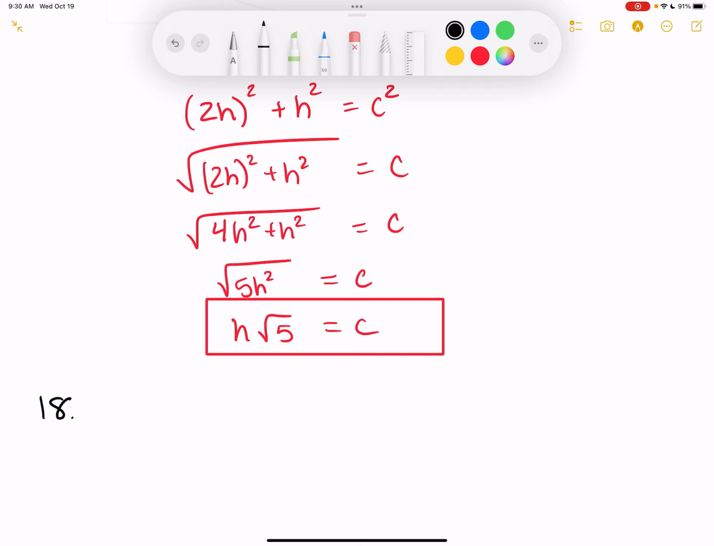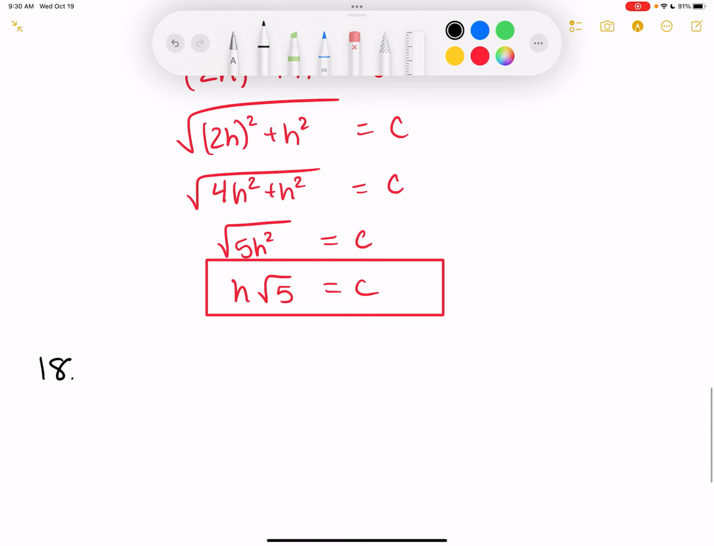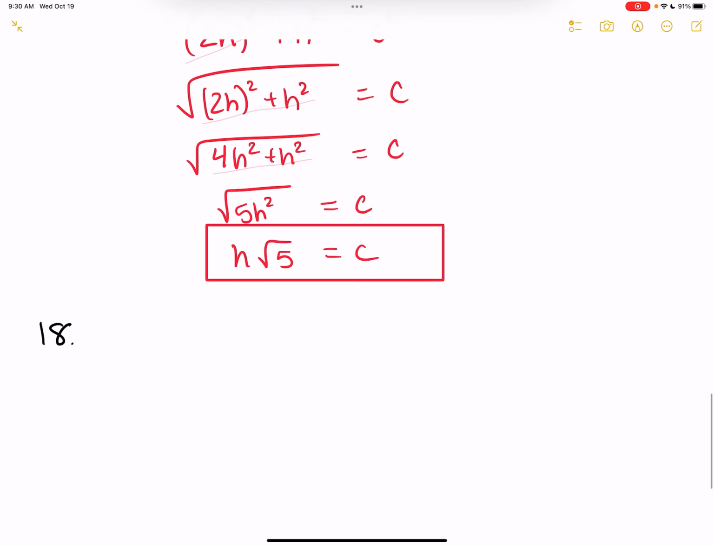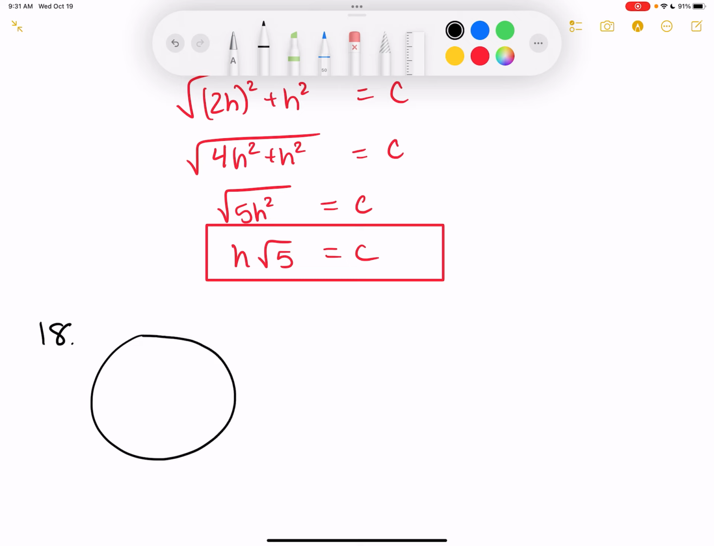Number 18. A square is inscribed in a circle. Write the area of the square as a function of the radius of the circle.